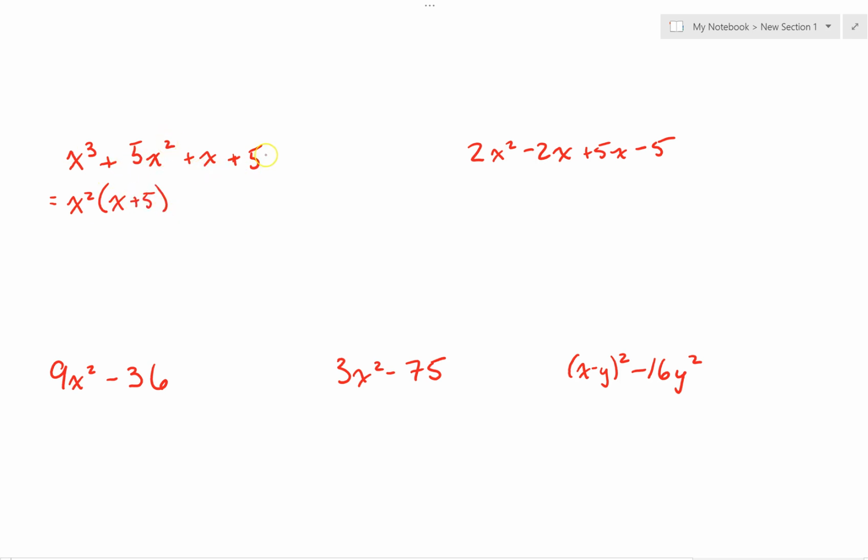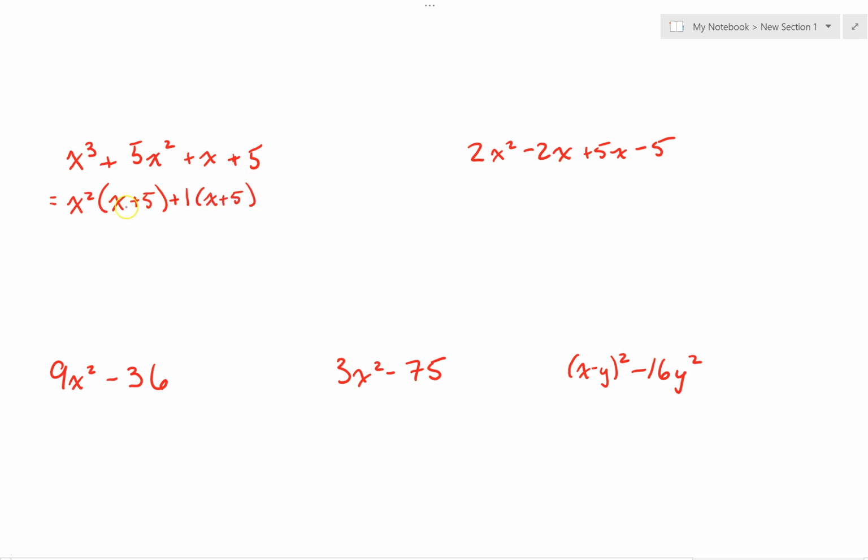Now let's look at the next two terms. I know when I group I want to have whatever's in the bracket occur twice. Well, I already have x plus 5. So what could I factor out to give me back x plus 5? I can factor out 1.